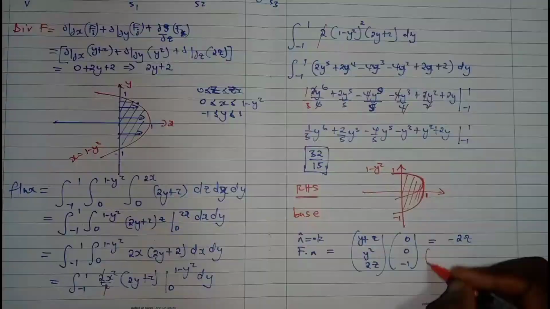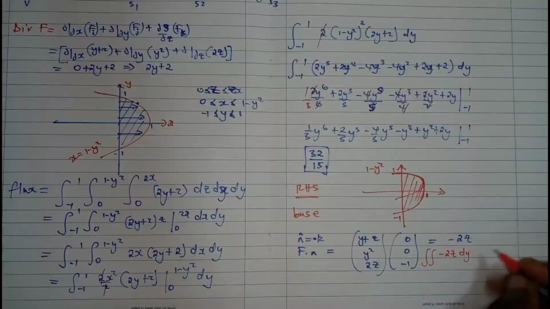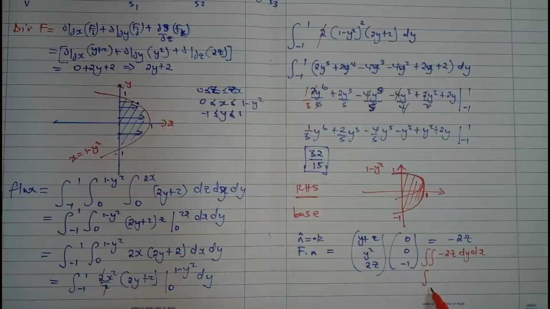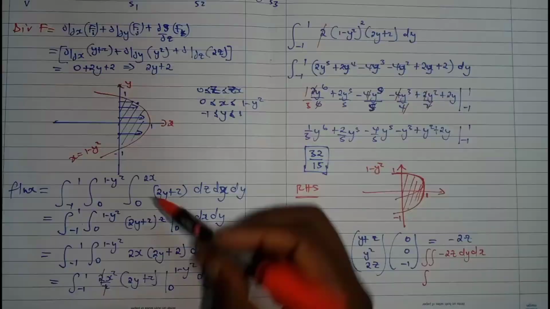So I said we're at the base. So if we're at the base, we're just going to integrate with respect to x and y. Okay, so our integral is going to look like this: the double integral of -2z dy dx, or dx dy. I'm going to choose dx dy, because this is what we've used when we calculated our flux using the divergence theorem.